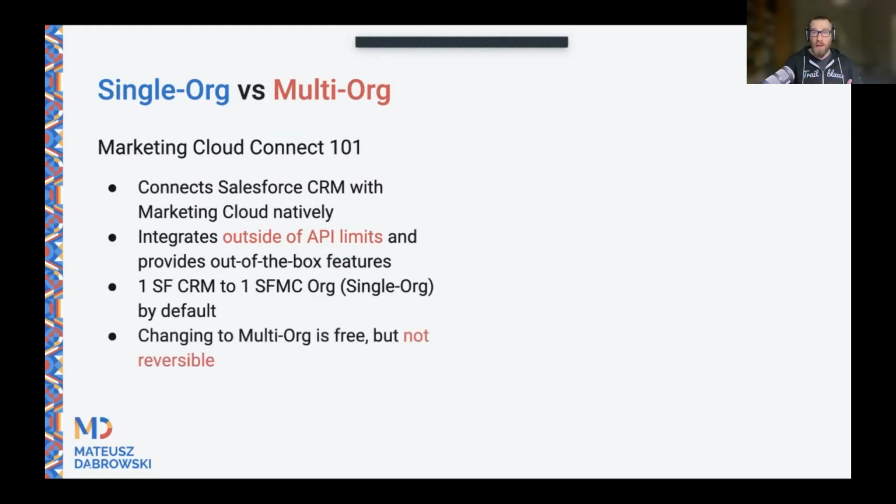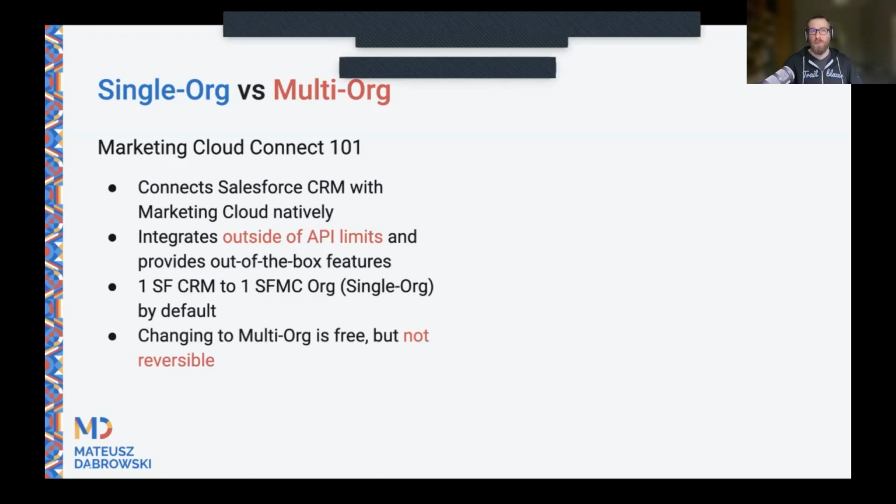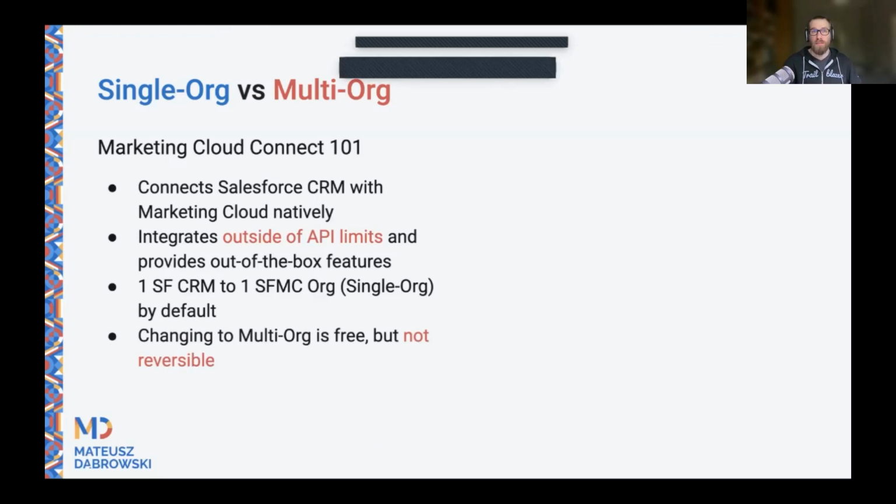And you are able to change to the multi-org configuration for free, just by asking support. But the key thing here is you cannot reverse this decision. So when you have that default single org, you can change to multi-org whenever you want. But once you go multi-org, there is no going back. You would need to have a new Marketing Cloud account created to have the single org again. So the decision whether you will go with multi-org is very, very strategically important.